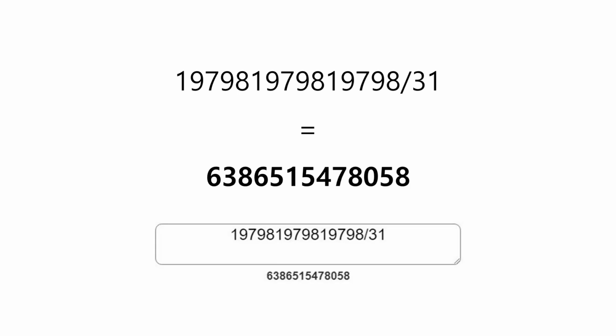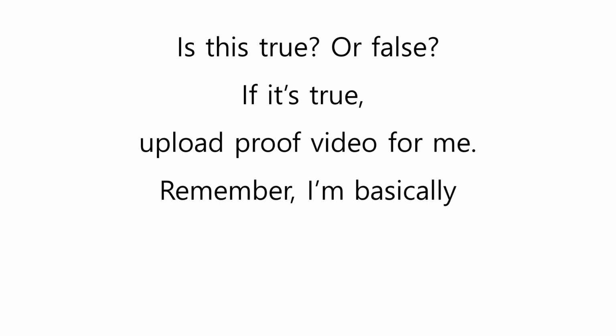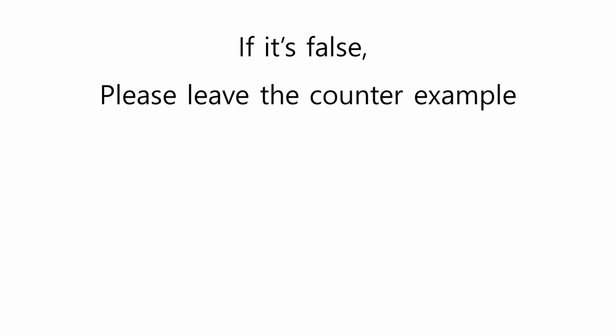197,981,979,819,798 divided by 31 will be 6,386,515,478,058, which has no remainder. Is this true or false? If it's true, upload a proof video for me. Remember, I only have high school level mathematical skills. If this is false, please leave the counterexample in the comments.